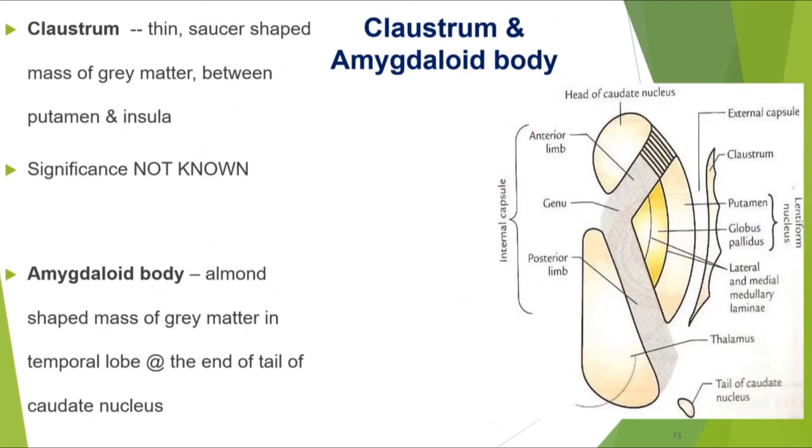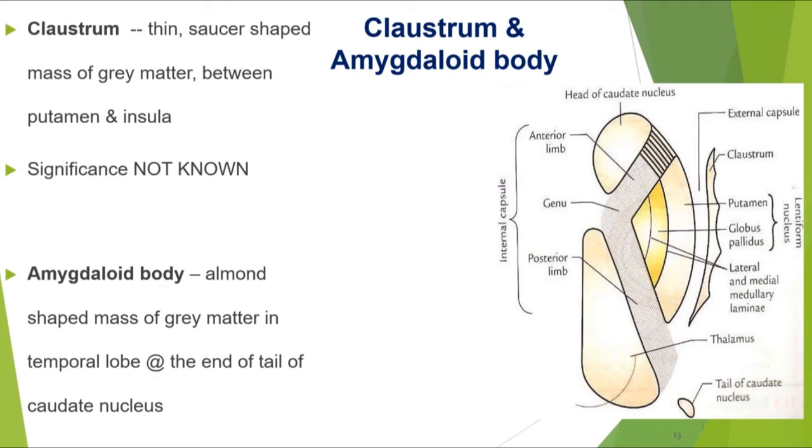Moving on to the other parts of the basal ganglia. Claustrum is a thin saucer-shaped mass of grey matter between the putamen and insula. Insula is the cortex that you see through the lips of the lateral sulcus on the superolateral surface of the cerebral hemisphere. So if you visualize, you can make out a small mass of grey matter that is thin and saucer-shaped, and that is known as the claustrum. Its function is not known, but it's supposed to be related to the function of basal ganglia.